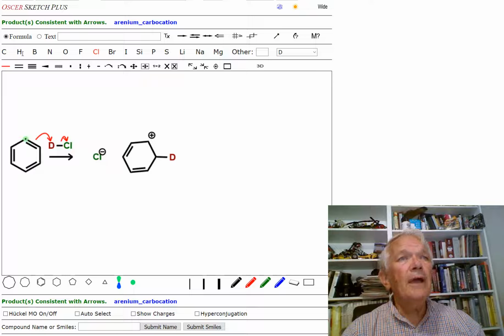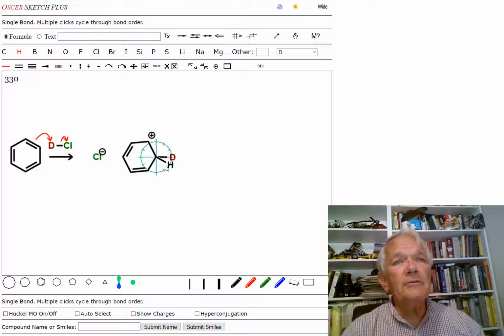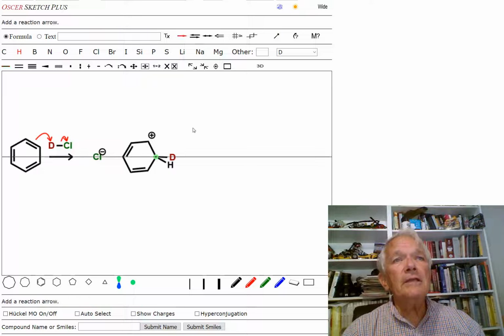Now, just to remind you, of course, that there obviously was a hydrogen on this carbon to start with, so now there's two hydrogens on that carbon, and here's our positive charge. Well, one of the double bonds has been gone. Now, what are we going to do as a second step? Well, the second step, that chloride is going to come back and react.